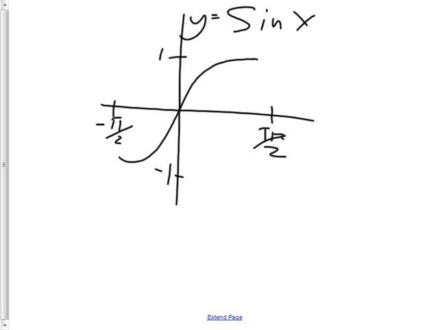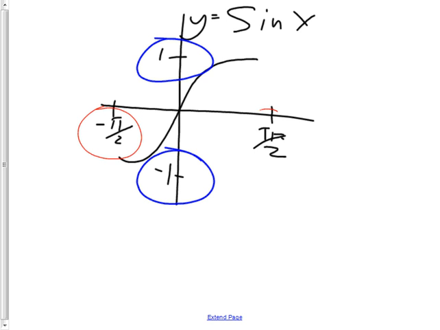So now if that's sine, and I said what was the domain of inverse sine, I would actually be looking for the range of sine. So what's the domain of inverse sine? From negative 1 to 1. What's the range of inverse sine? From that to that.